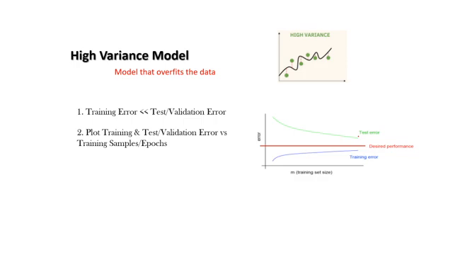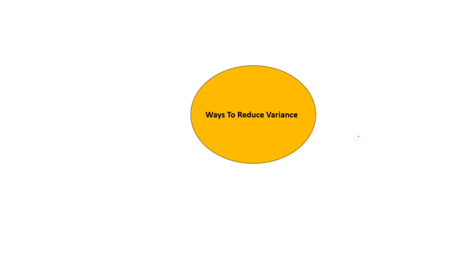And if you are using a k-fold cross-validation technique, then across some of the folds, it will overfit, and as a result, the cross-validation scores will fluctuate highly across those folds. Now, how to reduce this variance?